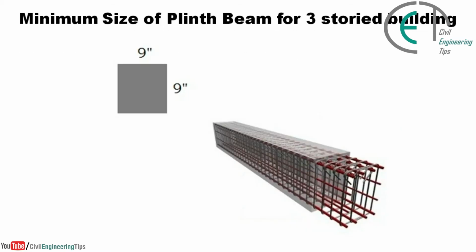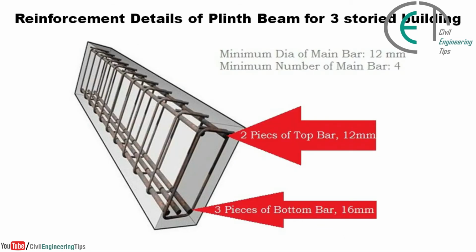This is a very important question, what is the minimum size of plinth beam. Here we are discussing about the minimum size of plinth beam for 3-storied building, and the minimum size is 9 inch by 9 inch. Now let's discuss about the reinforcement details of plinth beam for 3-storied building.